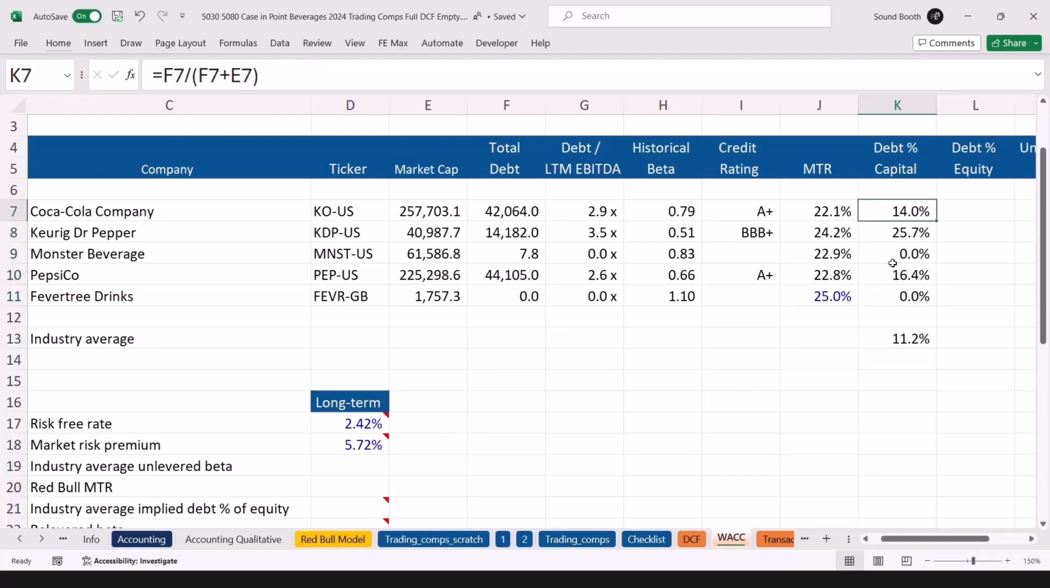And now what we need to do is convert the debt over capital ratio into a debt over equity ratio. And if debt is 14% of capital, it means that equity is 86% of capital. So I can calculate the debt over equity by taking the 14% divided by 1 minus the 14%, which is 86%. And that will give me the debt over equity ratio.